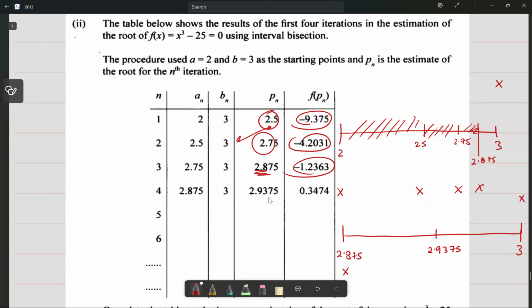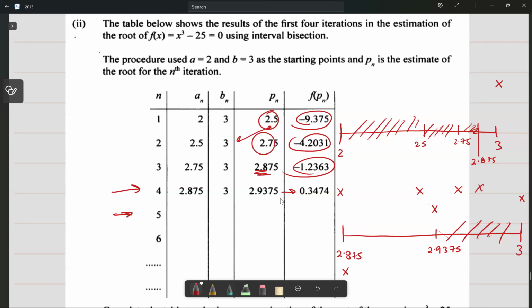When they plug that number in, they got a positive value, which means that it's in the positive region. That means between the negative and the positive, it's not in this region at all. It's between 2.875 and 2.9375. The next step is to find which number. So now that we're finished with their answers, it's time for us to put our answers in there.